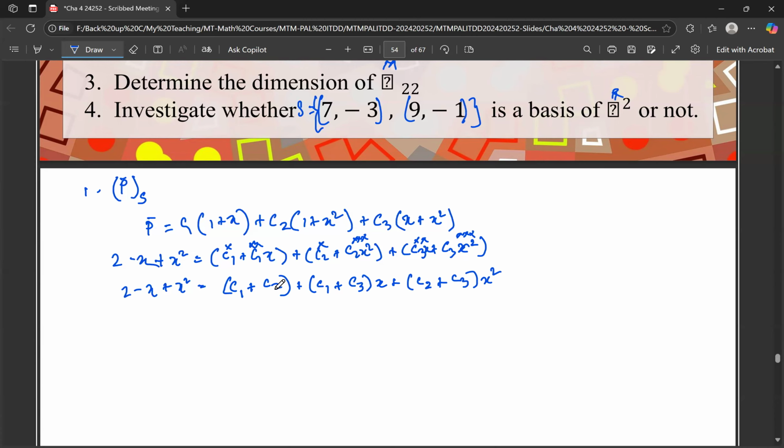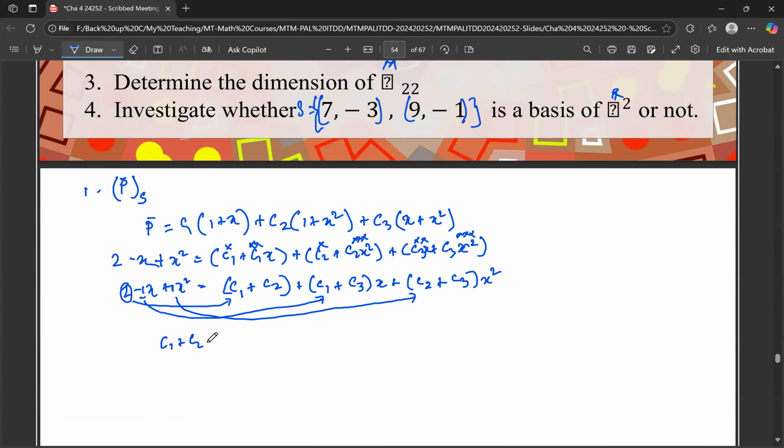Okay, then we equalize both sides. 2 must be equalized to C1 plus C2. Minus 1 must be equalized to C1 plus C3. And here, implicitly we have 1, which must be equalized to C2 plus C3.